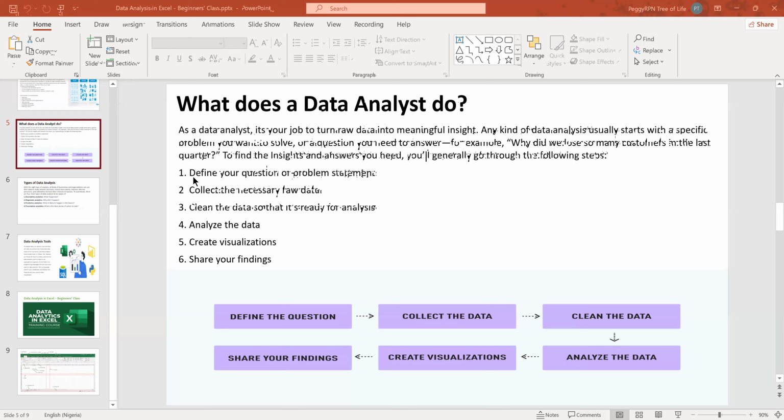All right, so one is define your question or problem statement, collect the necessary raw data, clean the data so that it's ready for analysis, analyze the data, create visualizations, and share your findings. I'll go over that one after the other. Now, the thing is, as a data analyst, there's always something to look into. A problem, a question, whatever it may be.